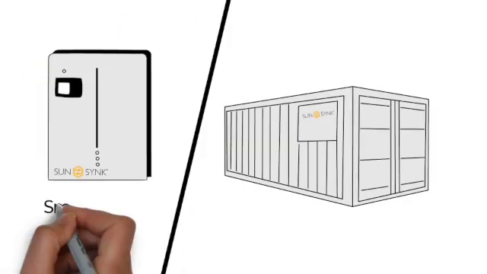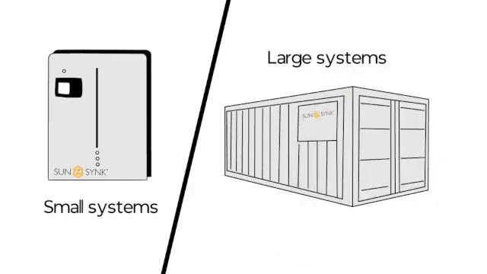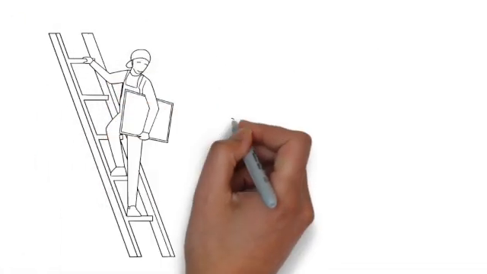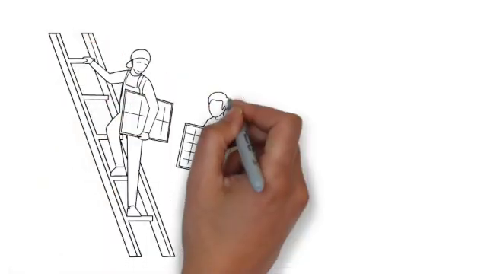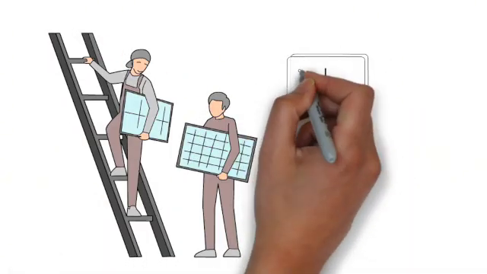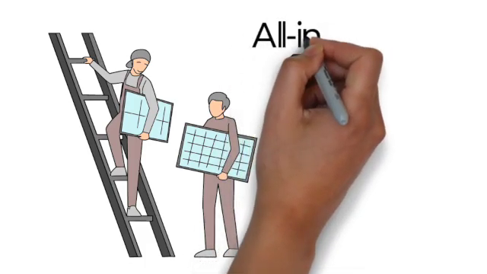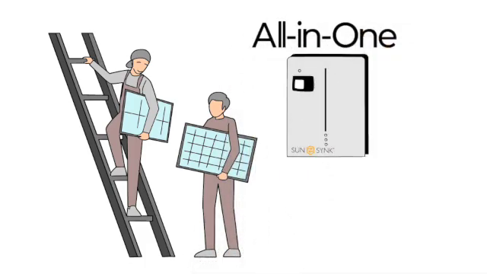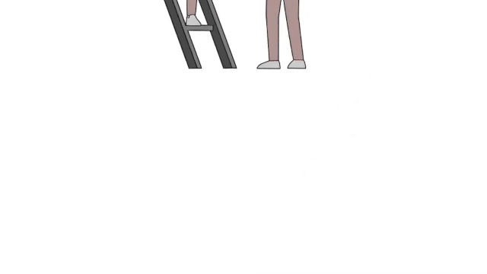AC coupling can take place on both small and large systems. The main benefit is that the installer does not need to replace any of the existing equipment. Simply add an all-in-one inverter and battery unit, like the Sunsynk LifeLink, or a separate battery and inverter.